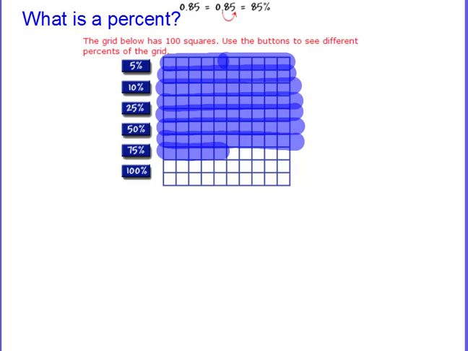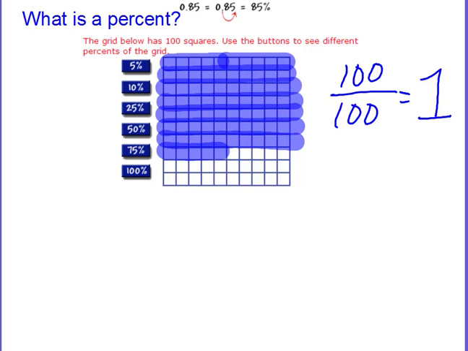And what we need to remember is that if we have 100%, we have 100 of them shaded out of 100. That's just equivalent to 1. So 100% is the same thing as one whole thing. So if you said you ate 100% of the pizza, that means that you ate one whole pizza.